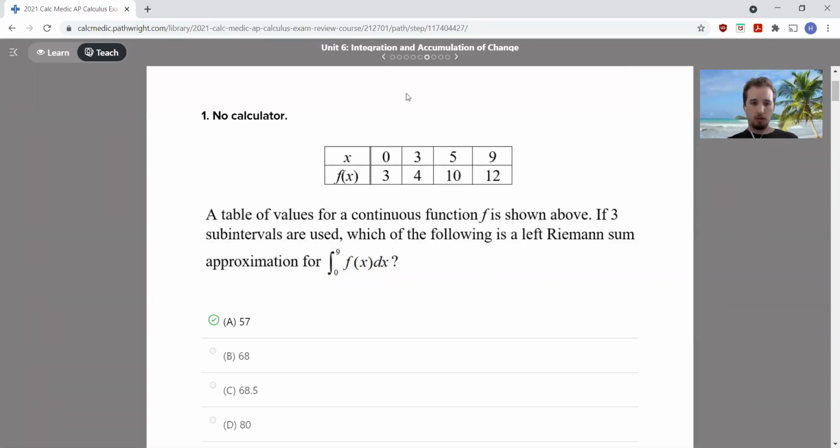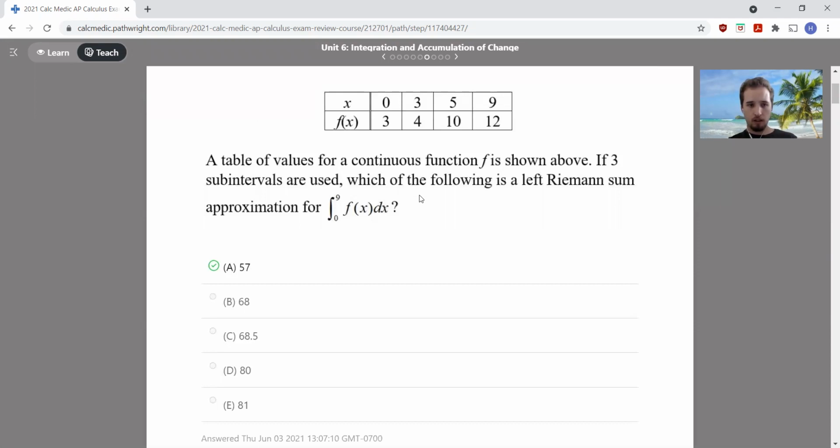Okay, so we're doing Calcomatic Unit 6 multiple choice, 10 multiple choice questions. So let's get started here. First question, talking about Riemann sums.